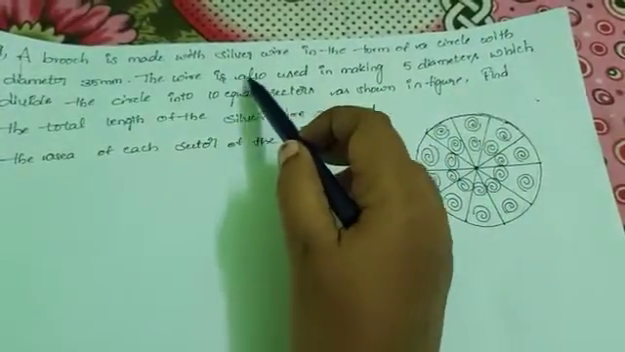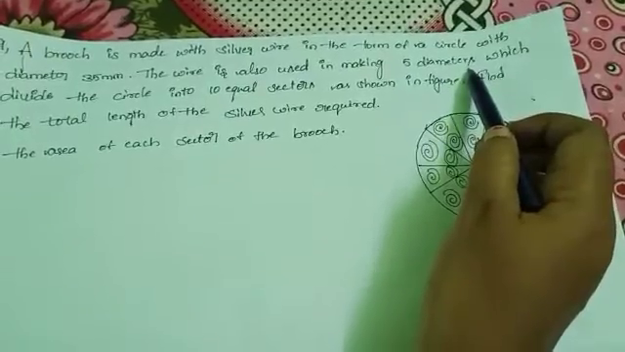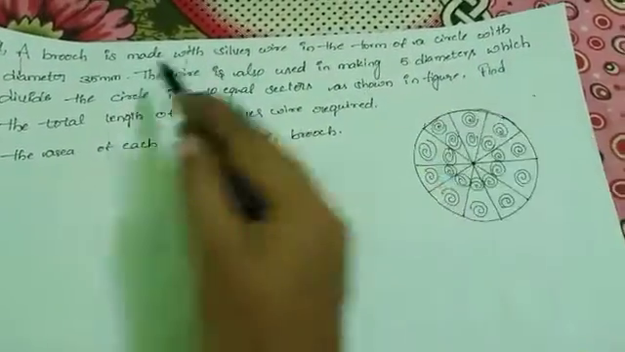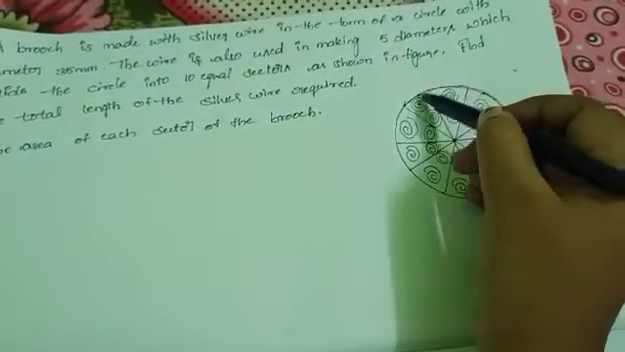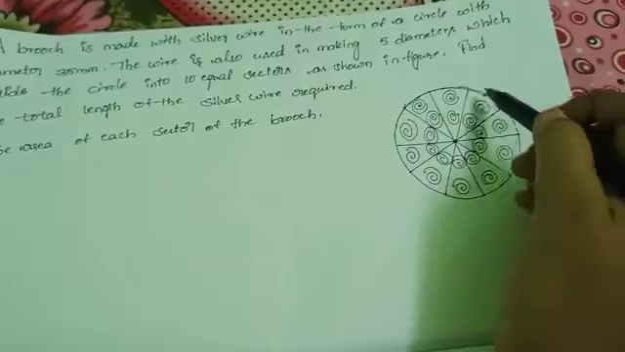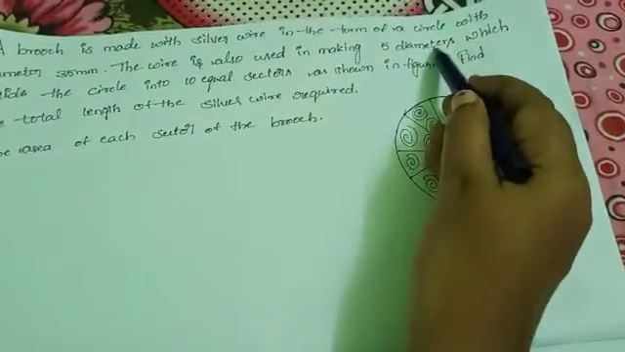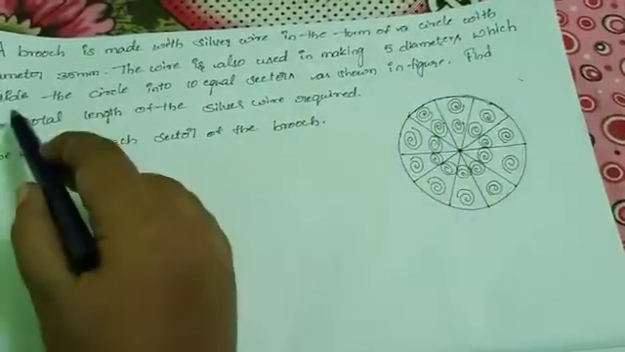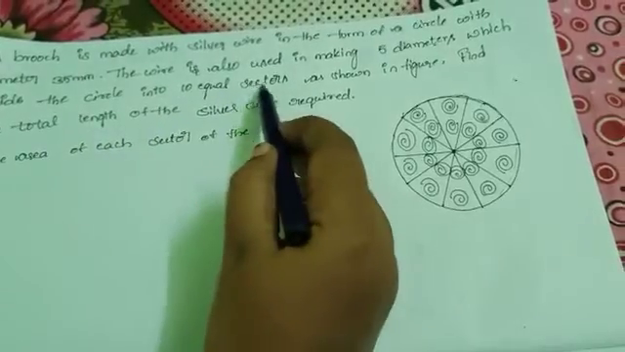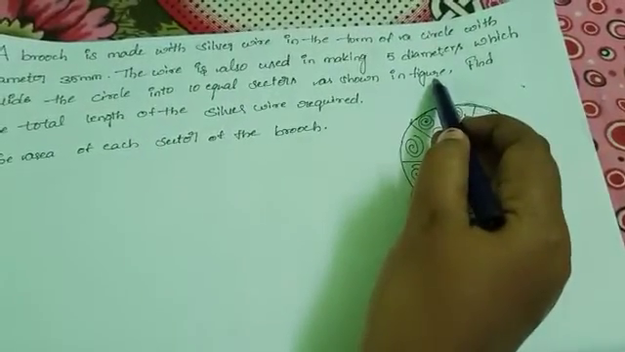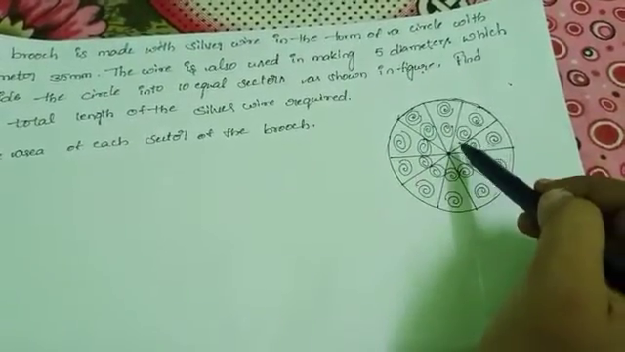Here silver wire is used in making 5 diameters, and the outside of the brooch is made with silver wire in the form of a circle. Outside also silver wire, and inside making diameters, which divide the circle into 10 equal sectors as shown in the figure. Here the circle is divided into 10 sectors.